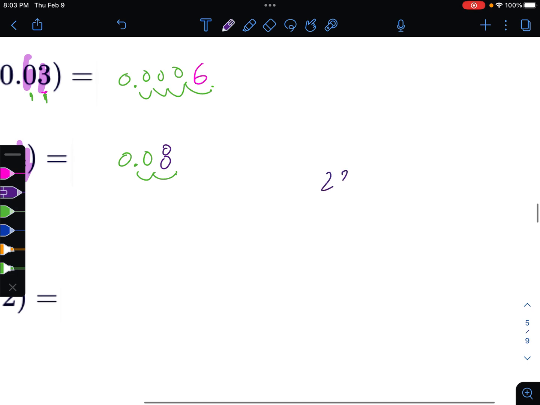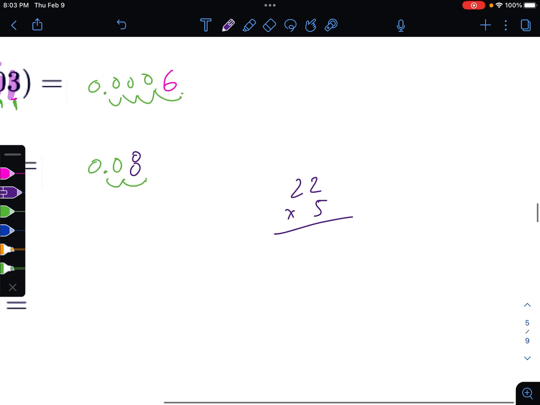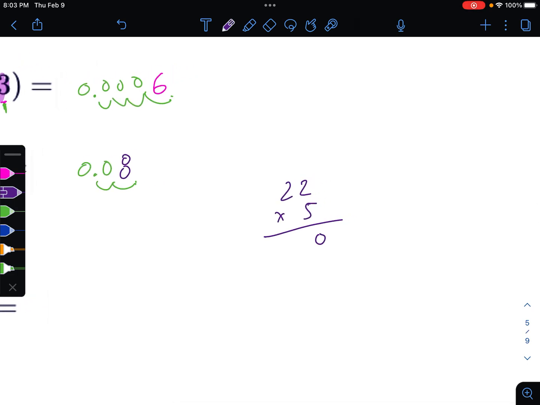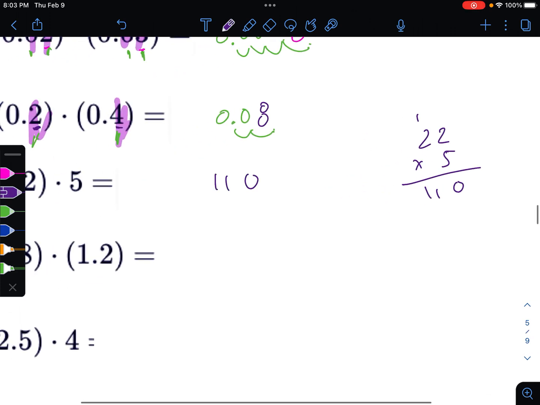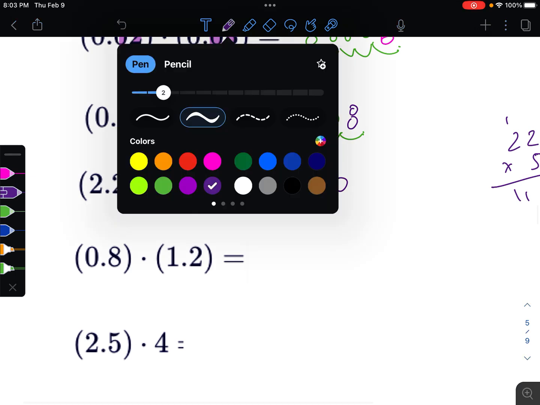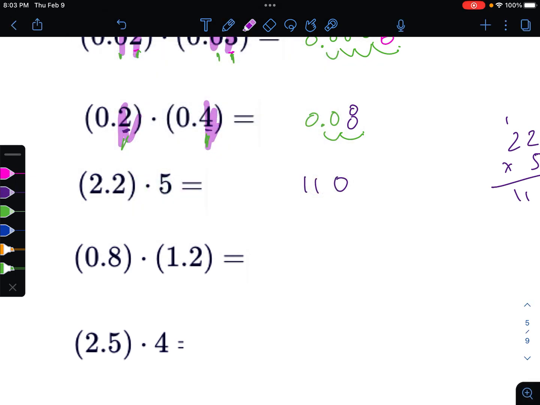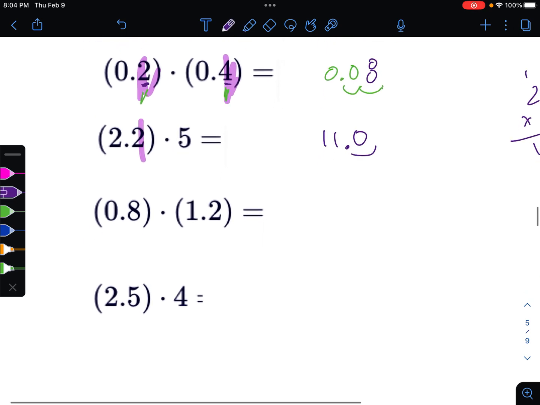22 minus 5. I got to do a little margin math on that one, over on this side. Okay, 2 times 2. Okay, 2 times 5 is 10. Okay, 110. Let's count those decimal places. I've got 1 here. That's it, 1. So I got to move my decimal in 1 place. 11. Okay, let's keep going.